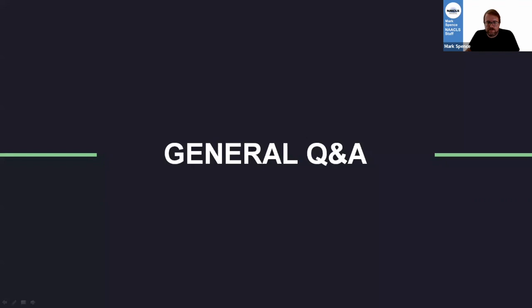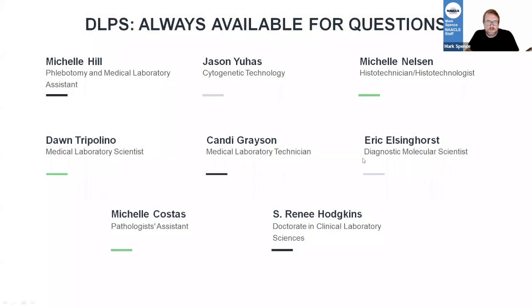Okay, we're going to enter the general Q&A right now. Before we go to the Q&A, we're going to do a plug for our DLPs, which we've mentioned a few times. So DLP stands for Discipline Lead Person. These are members of our review committees that have been appointed. Very often they volunteer for the position, but they've been appointed to help program directors with standard compliance issues.